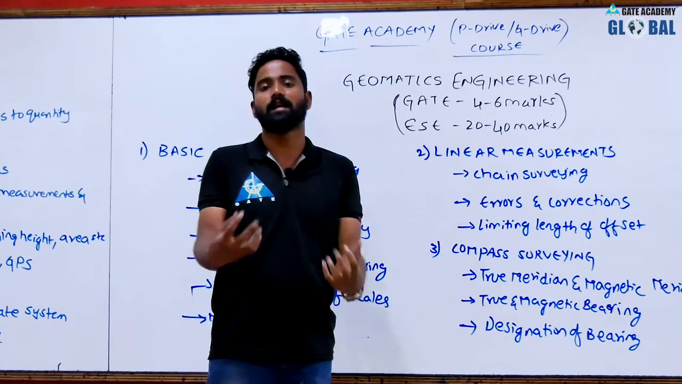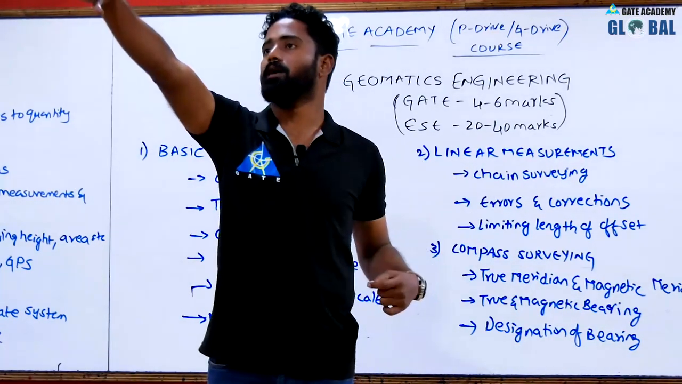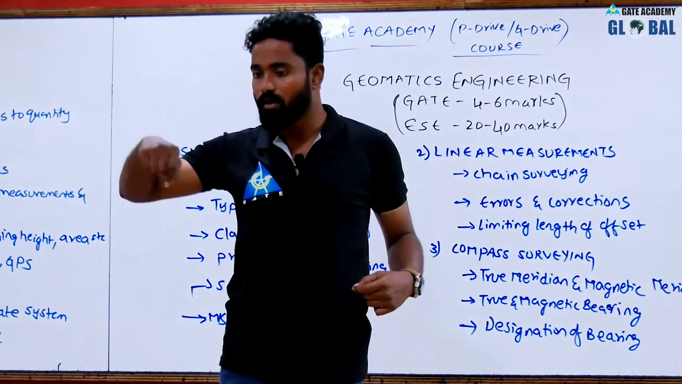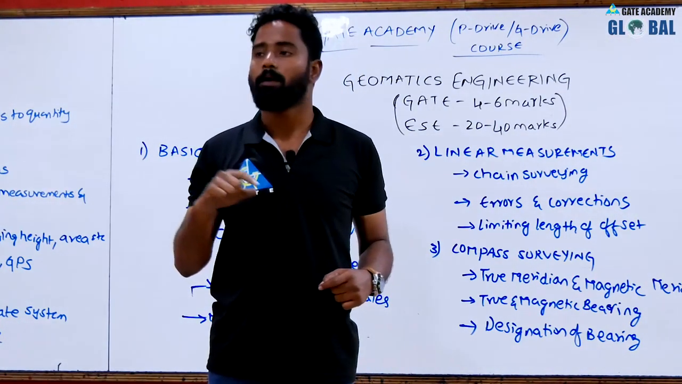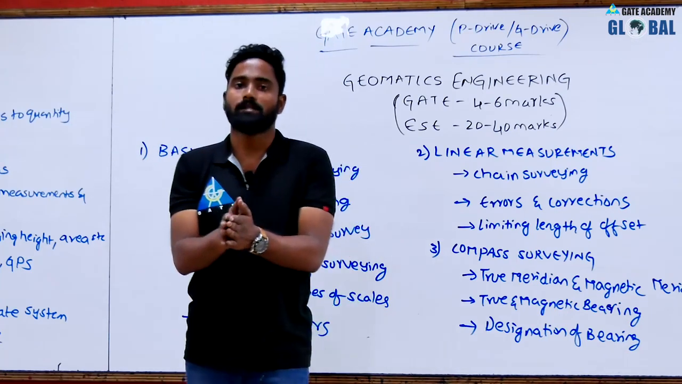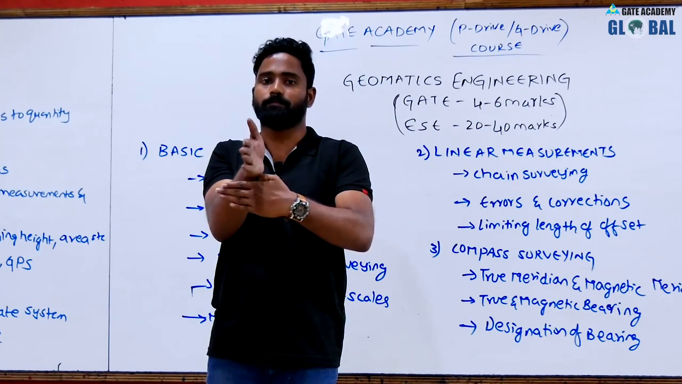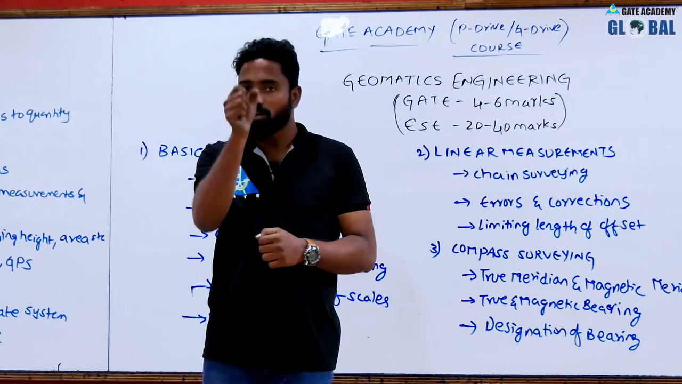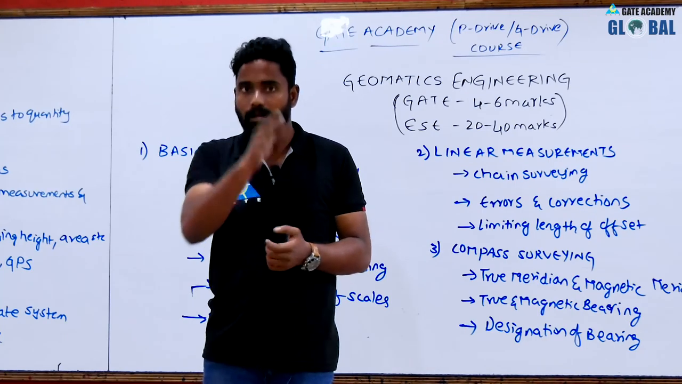And how exactly it is helpful: let us say this is a line. This house is at this distance from this line. You can draw perpendicular offsets and oblique offsets. What is a perpendicular offset? From this line, the perpendicular distance to the object you are measuring. That is called a perpendicular offset. A cross staff is an instrument which is used to draw the perpendicular line.